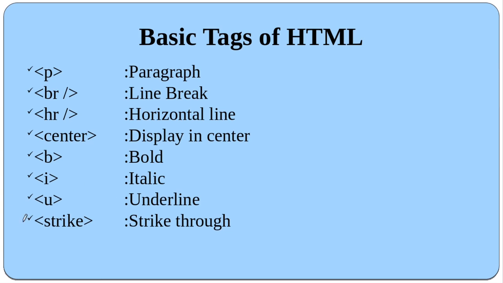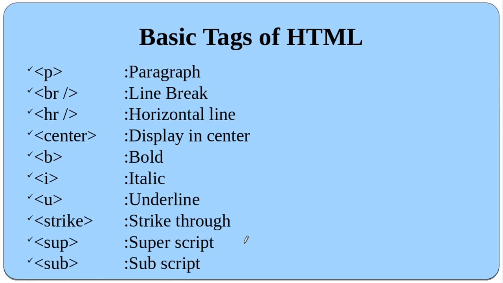Strike through tag strike, used to display the text with a strike through. Superscript tag SUP, used to display the text in superscript, like in X square. Subscript tag SUB, which is used to display the text in subscript, like X2, Y2 like that.